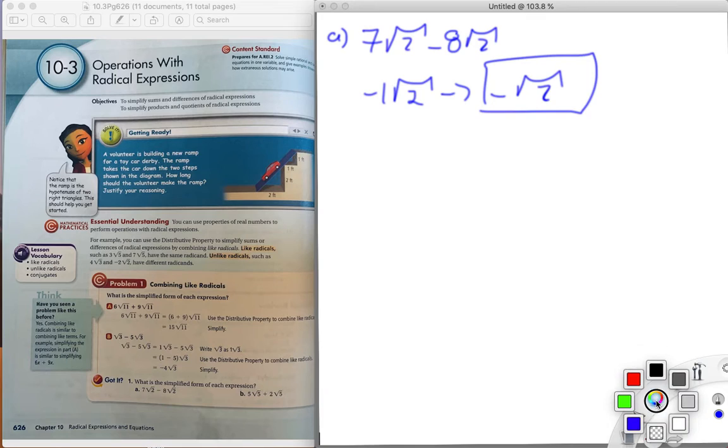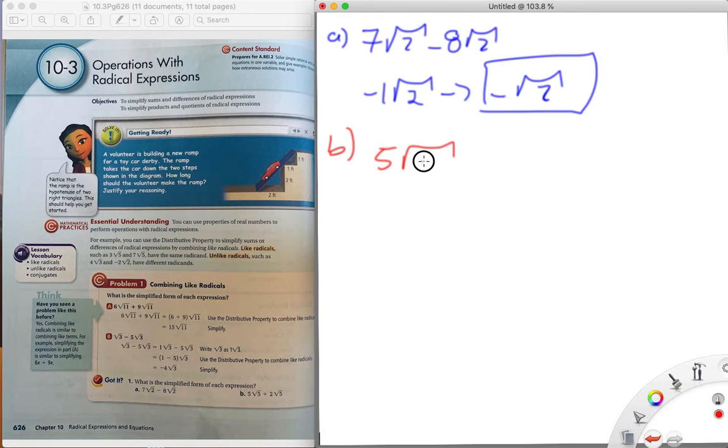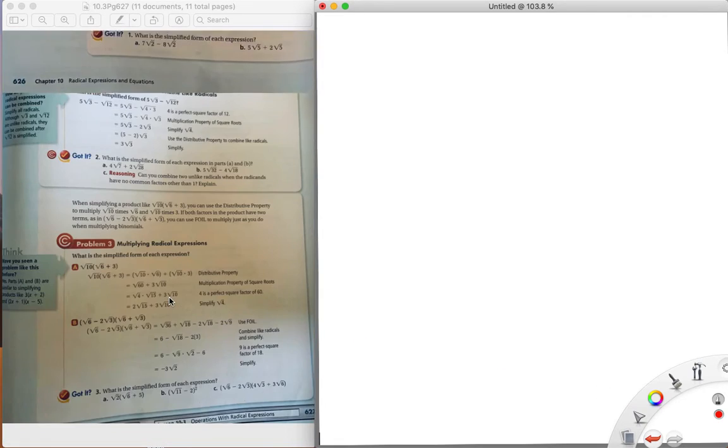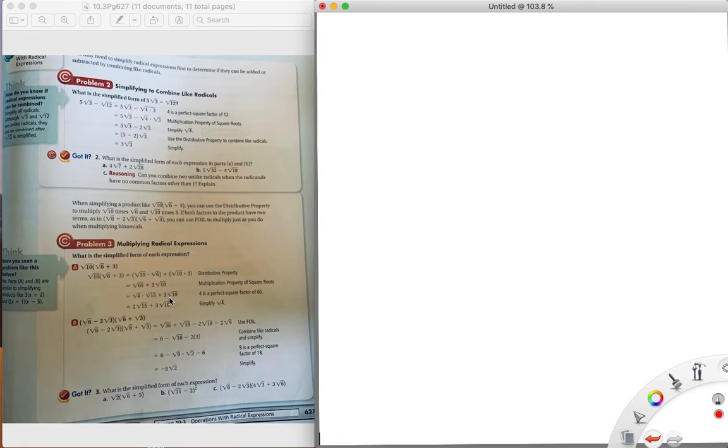Got it B. I have 5 root 5 plus 2 root 5. 5 and 2 is 7. So 5 root 5 plus 2 root 5 is 7 root 5. So when they're the same radical, they're like radicals, you can add them up just like terms, combining like terms.